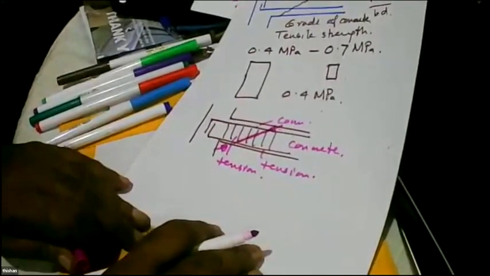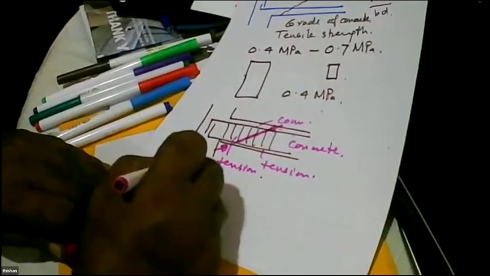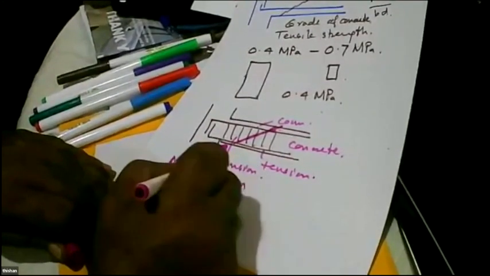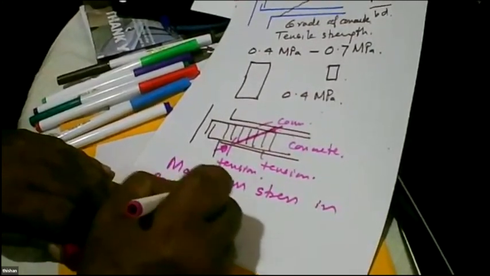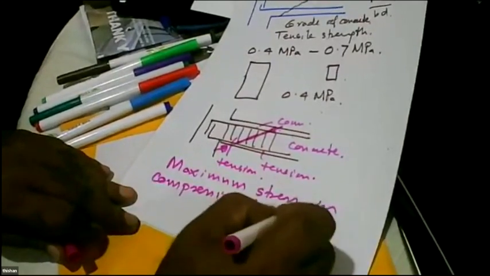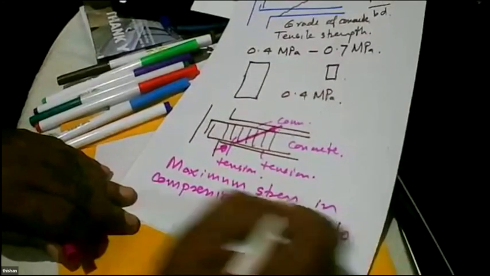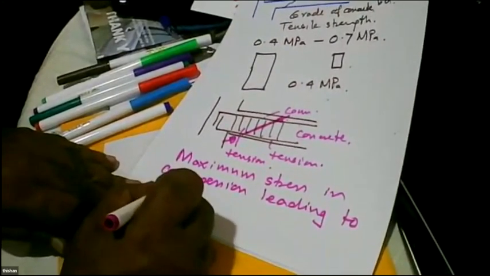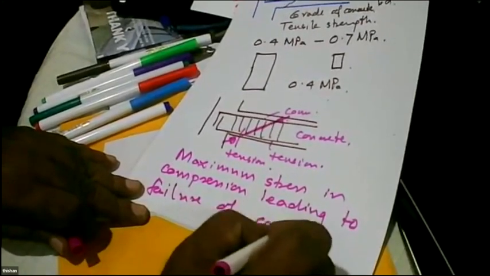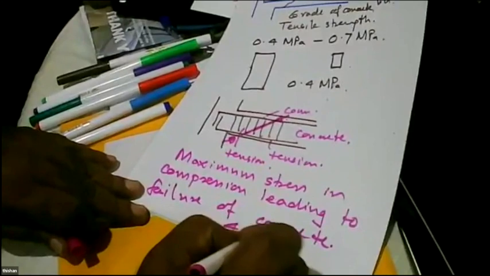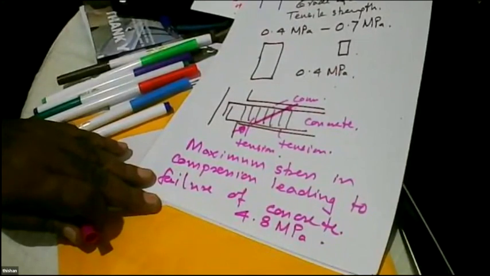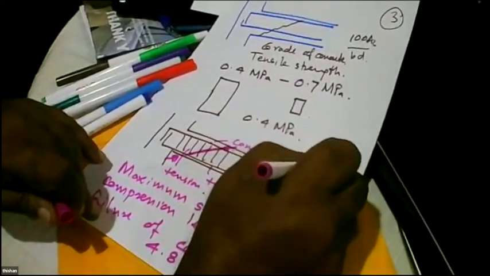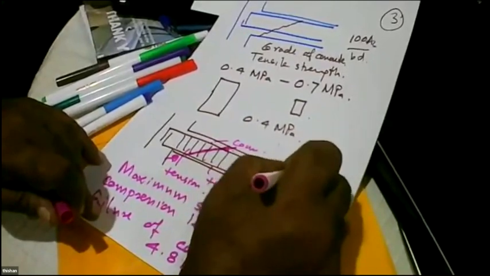But concrete is a very strong material, but it is not super strong. So there is a maximum stress value in compression that leads to failure of concrete. It's a maximum value, about 4.8 megapascal in BS code. Maximum is about 4.8 megapascal. Why? We use 20, 25, 30 megapascal cube strength concrete.